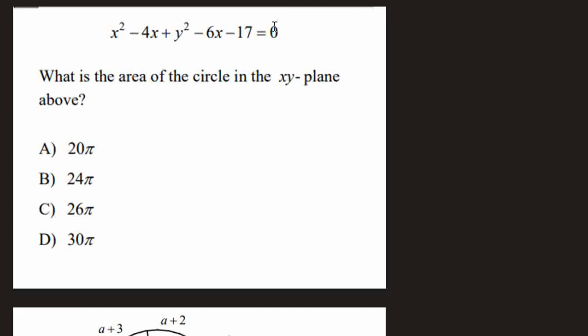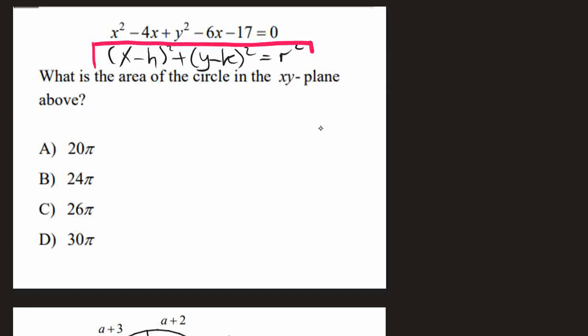Now we need to convert that to the standard form, in the form of x minus h squared plus y minus k squared equals r squared. R will be the radius. Formula: x minus h squared plus y minus k squared equals r squared. R is the radius, and h and k is the center of the circle.